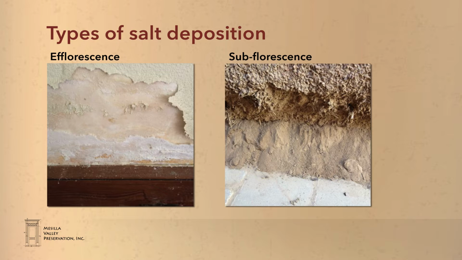Subfluorescence is the more damaging form of salt deposition. With subfluorescence, salt crystals form in the microscopic pores of the masonry, adobe in this case. Here we see the characteristic finely powdered adobe that results as the wall is steadily blown apart on a microscopic level by crystallizing salts. Importantly, with subfluorescence, the microscopic salt crystals are typically completely invisible.